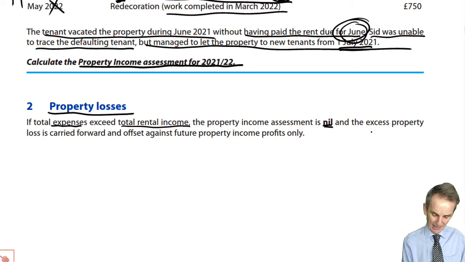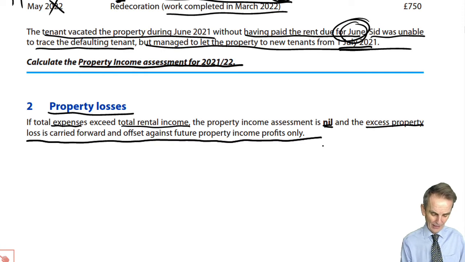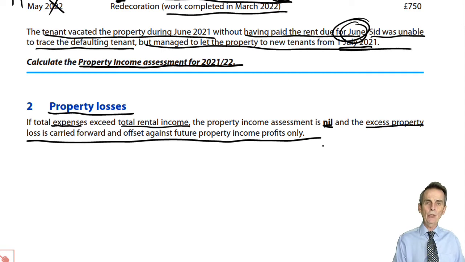Instead, the excess property loss is carried forward and offset against future property income profits only. So in relation to the property or properties that you rent out, if there are more expenses than there is rental income, then the loss, there's only one thing you can do with it. Thankfully, it's not lost, but it will be carried forward to set off against just one thing: future property income profits that arise.